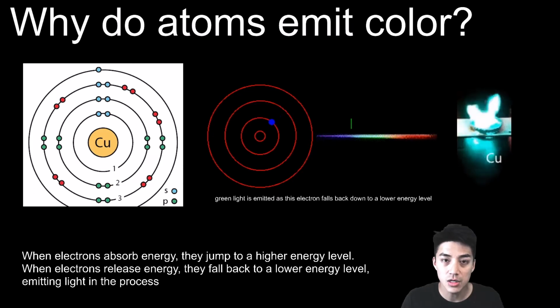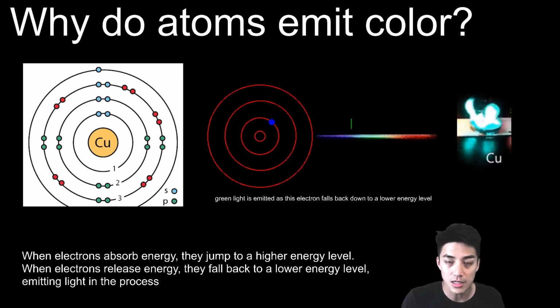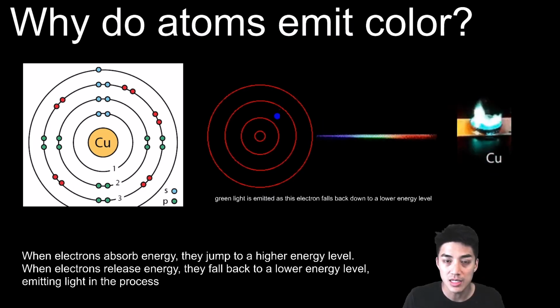Now, as the electrons lose energy and they release energy, they actually fall back towards the nucleus to a lower energy level. And in the process of doing so, it releases colored light. So if you look at the looping image in the center, you can see how as that electron falls back towards the nucleus, green light is emitted. And that's how copper gets its green color as it burns.